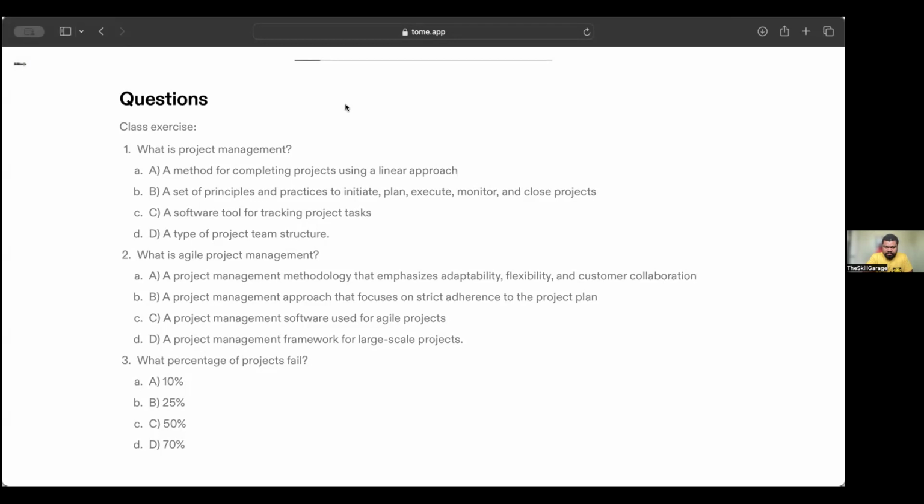Now, what percentage of projects fail? Just give me a guess. You may not know this. A, 10%, B, 25%, C, 50%, or D, 70%. I want to see what you guys think over here.